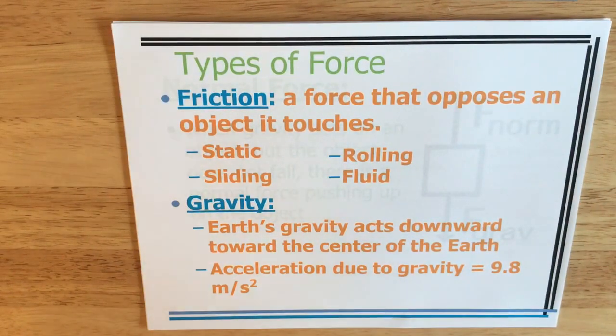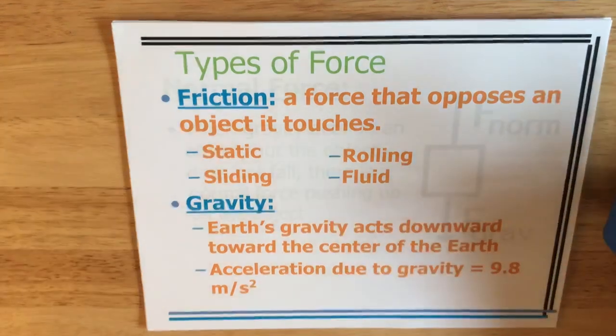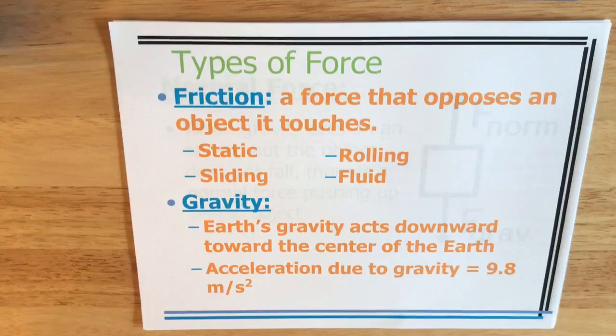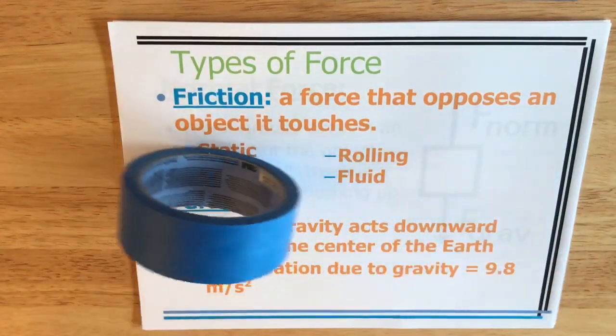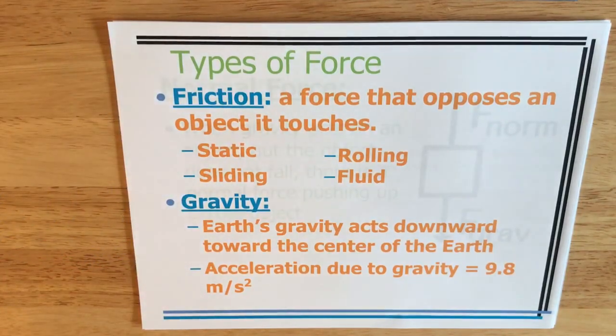Rolling friction would be what you would think about with like a ball or a wheel or like this roll of tape rolling across. Each time that it's making contact, okay, it's a different point of the table surface and a different point with that tape. So it's rolling. And then fluid friction would mean that the object is in water and fluids around it, or in the air, and it's swimming, flying, falling. Okay, so you've got this fluid around it. Those are all types of friction.